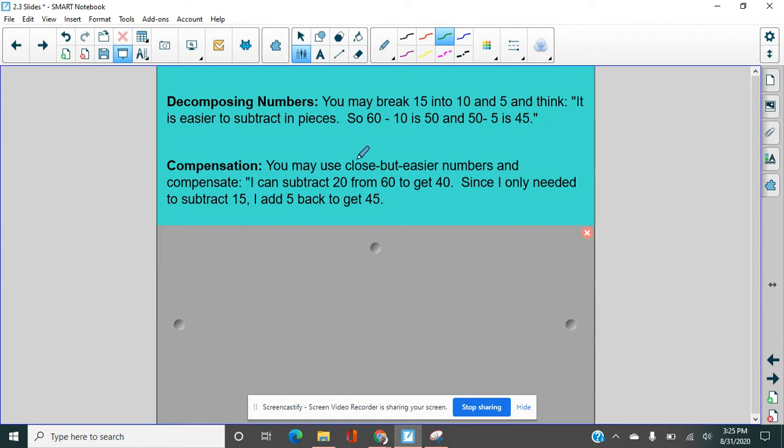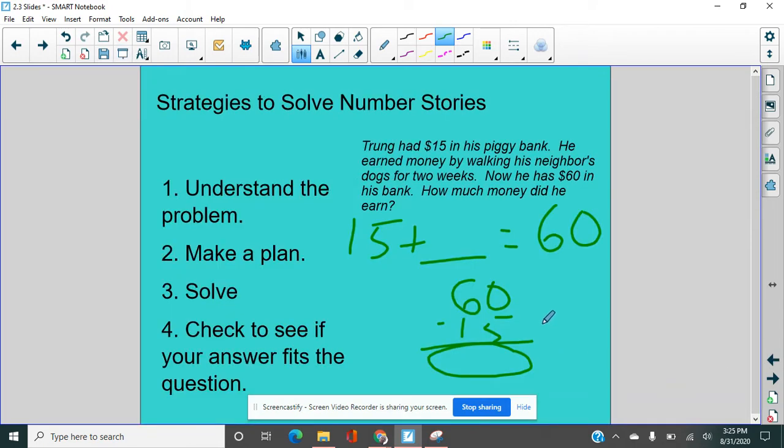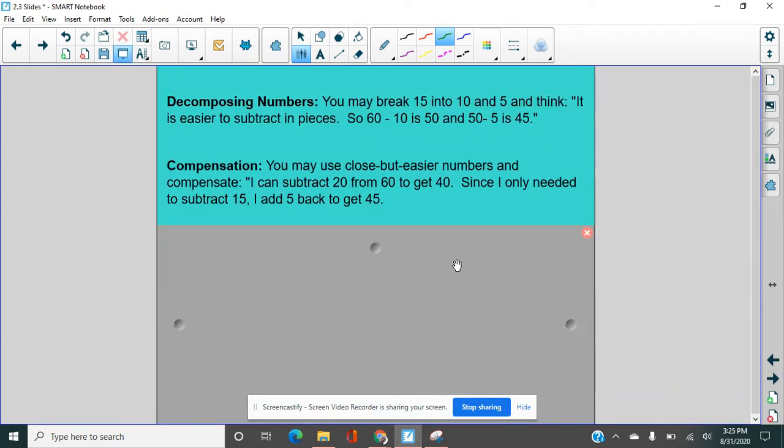So here I might say, okay, I'm gonna go to some close to numbers. I'm trying to do 60 minus 15, like we saw on the last screen. So I'm gonna subtract 20 and get down to 40, but I only needed to subtract 15, so I'm gonna put 5 back. This one can be kind of confusing, and if you're like, I have no idea what you're talking about, Mr. White, you might just ignore that one for now.